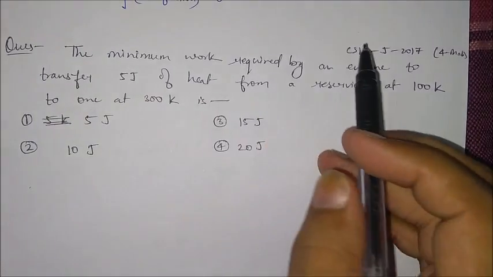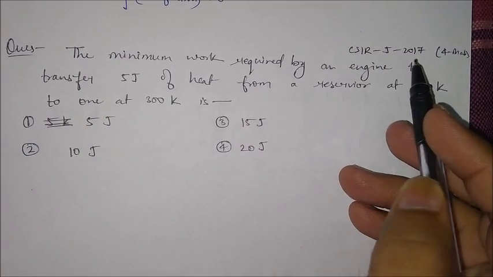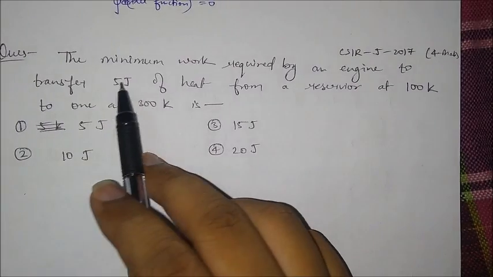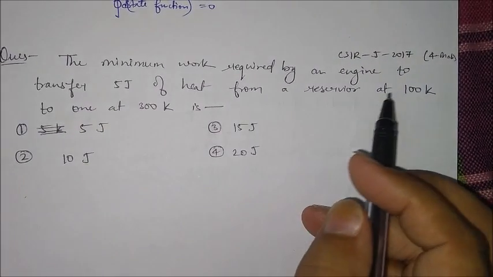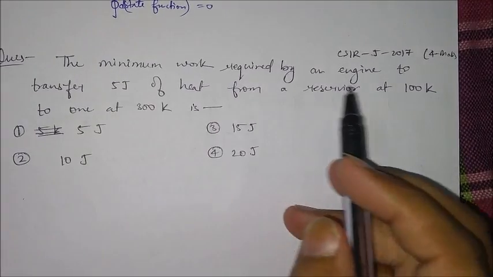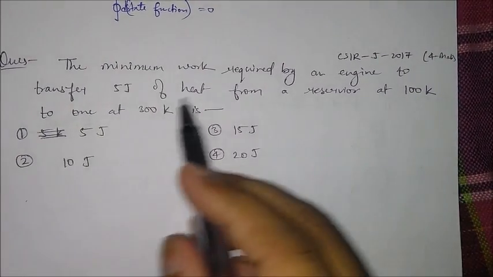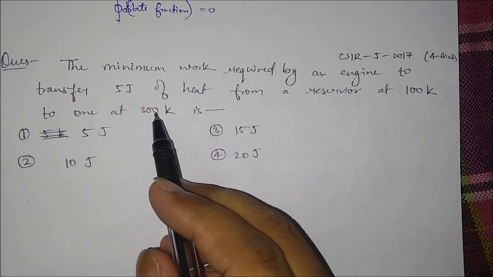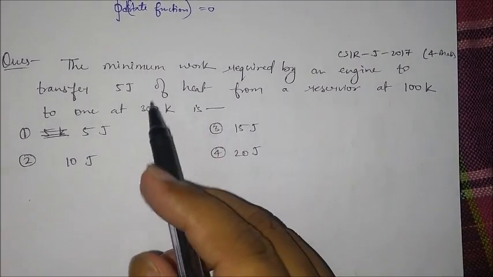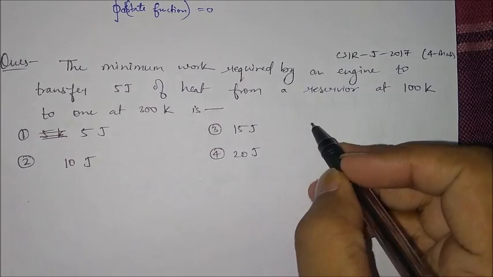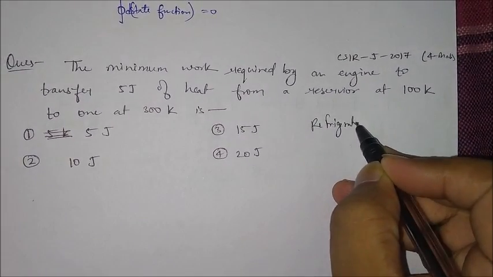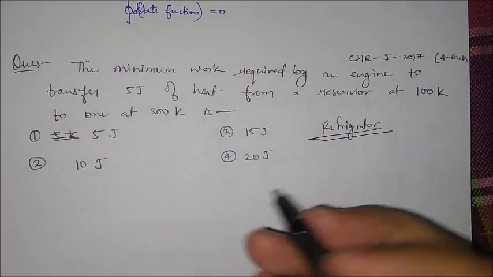This question came for 4 marks in CSIR June 2017. It says: the minimum work required by an engine to transfer 5 joule of heat from a reservoir at 100 Kelvin to one at 300 Kelvin. That means you are transferring heat from low temperature to higher temperature, whereas usually heat is transferred from higher to lower temperature. So this is not a heat engine, rather it is a refrigerator, and for a refrigerator the formula changes a little bit.